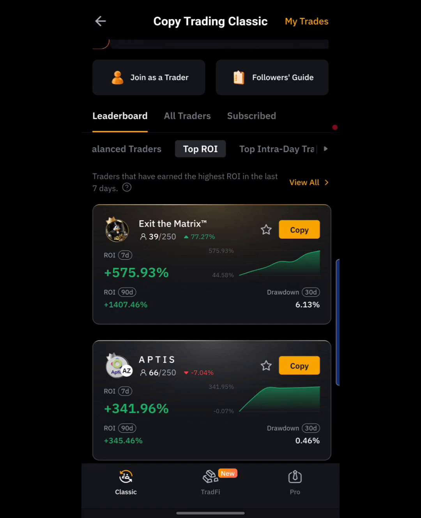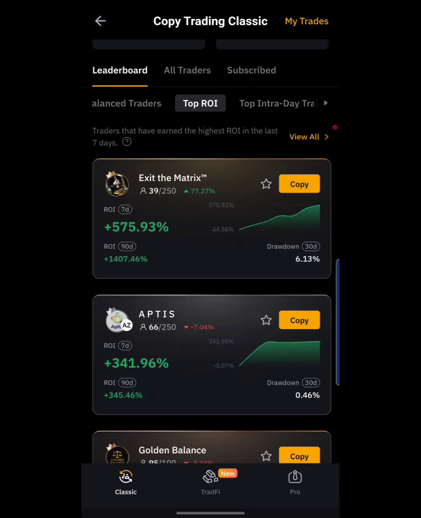Okay, and also within the last 30 days, he has done a drawdown of about 6.13%. So from my opinion, guys, this is actually reasonable because his return on investment is much higher than his drawdown. Okay, so this is actually a very good trader right here.